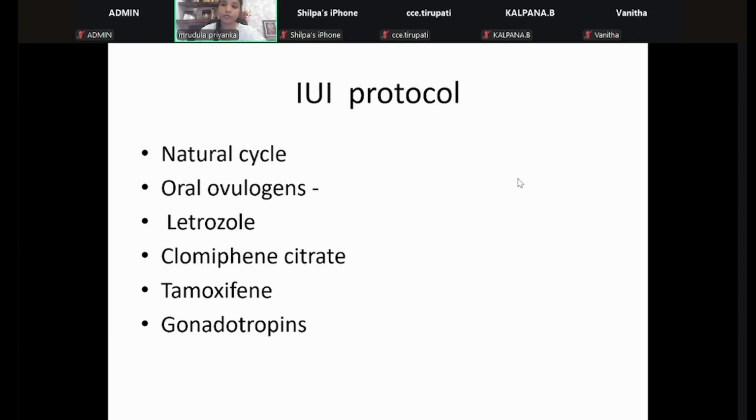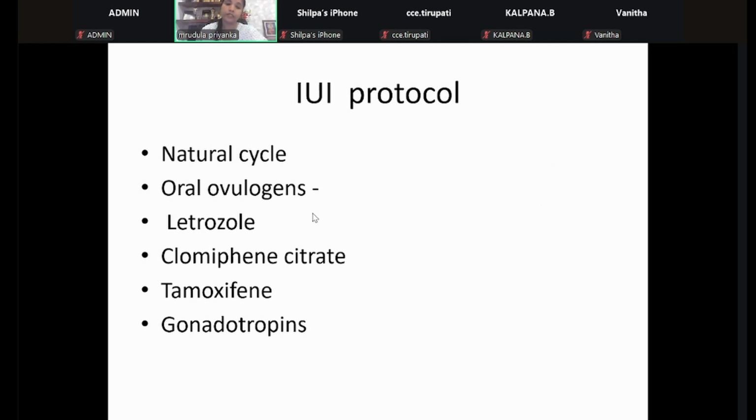So is there any use of a natural cycle IUI? Most authors feel the natural cycle is not very useful, and the pregnancy rates are not very high when compared with the stimulated cycle. Only in patients where we are doing donor IUIs, where the female partner is all okay and the only problem is the sperm, we can try a natural cycle IUI, and we can also prevent multiple pregnancies with this protocol.